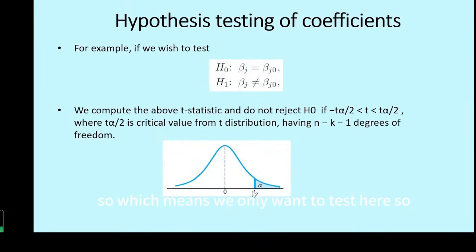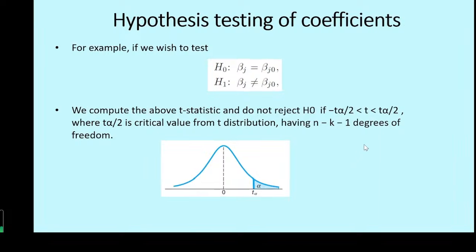So which means we only want to test here. So all the 0.05 alpha level stays here. So say if we get the t statistical value in this area or get the p-value less than 0.05, then we will reject the null hypothesis, right? So we do not need to take care of this side, only this side.